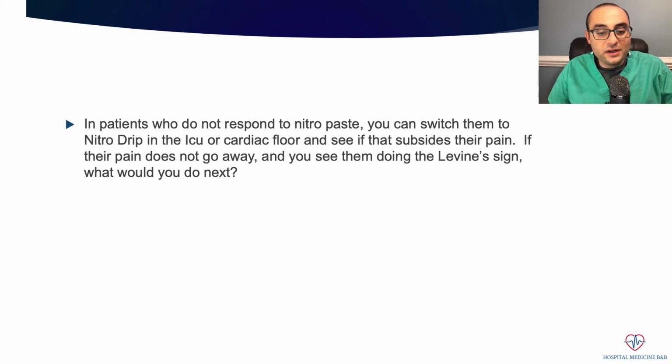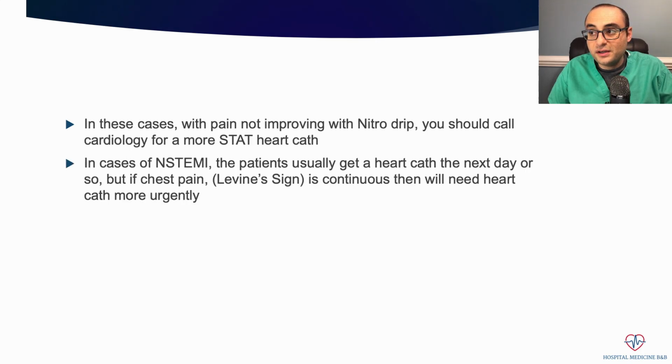So in this case, you try the nitro paste, the nitro drip, you put them on the old medications, you give them pain medications, morphine, they're still having severe chest pain. In these cases, you want to call cardiology now. If it's 2 o'clock in the morning, 3 o'clock in the morning, I don't care. Call cardiology now. Tell them that these patients are still having chest pain despite everything you have done. And these patients will benefit from going to have a heart cath sooner than later.